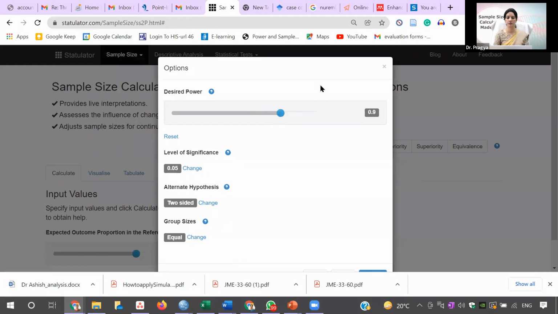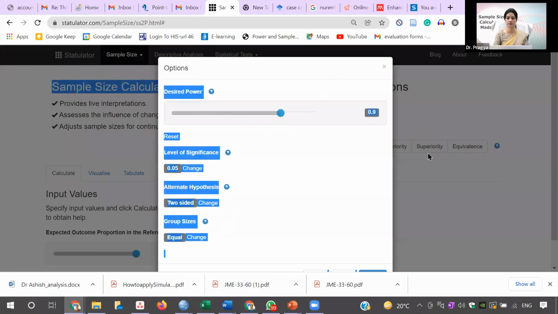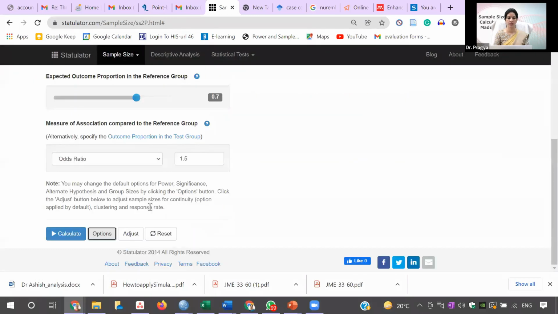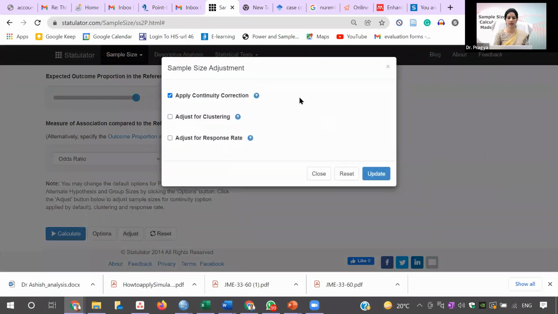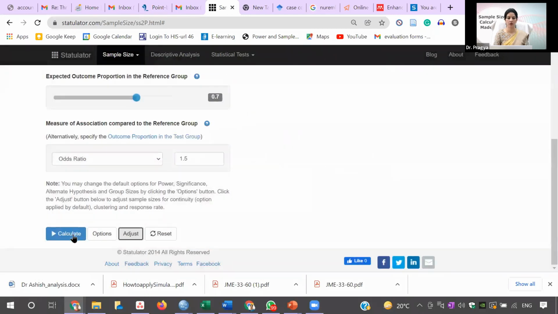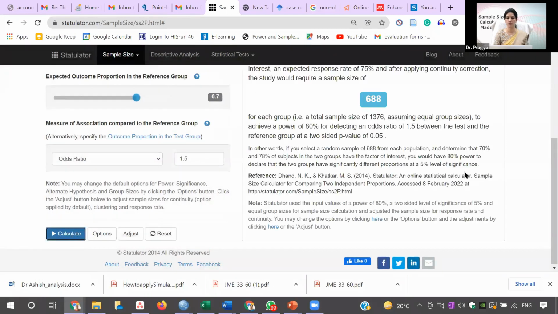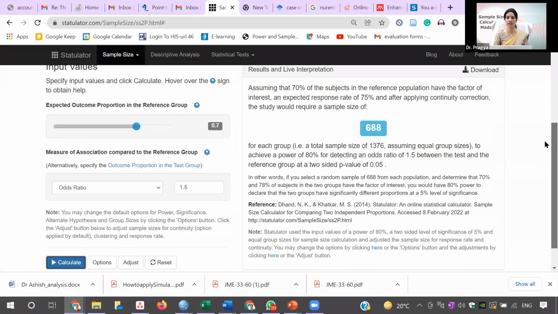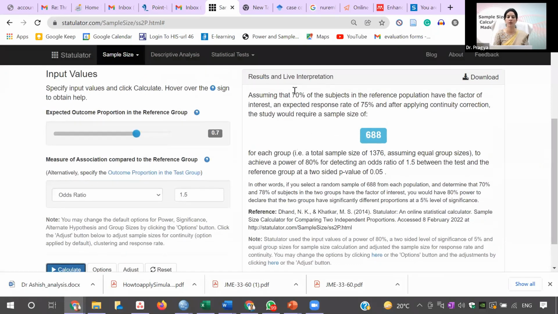This I have done to 0.9. Group sizes are equal. And then for adjustment, I'll do the response rate. So the response rate was 75%. So now update, and then I have to calculate. And after calculating, do see the description.